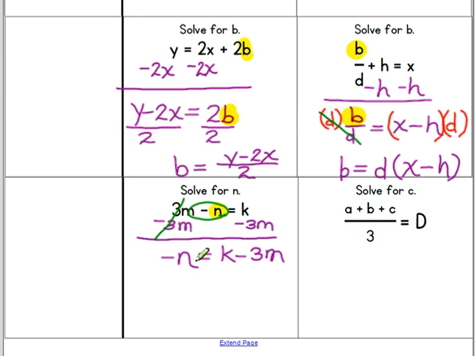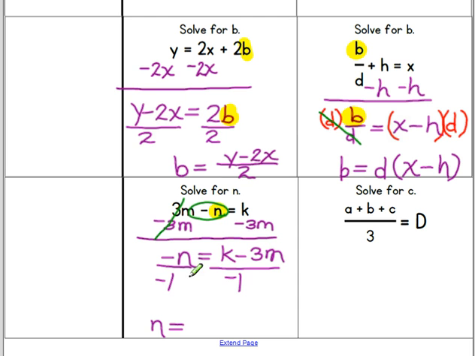And so now n isn't entirely by itself. So remember that there's a negative 1 right in front of that n. So we need to undo that negative 1. And so since negative 1 is being multiplied by n, we can divide by negative 1. And when we do that, that would leave our n as a positive n.